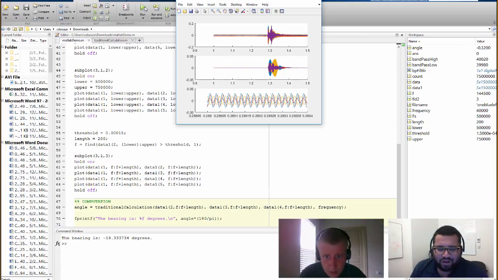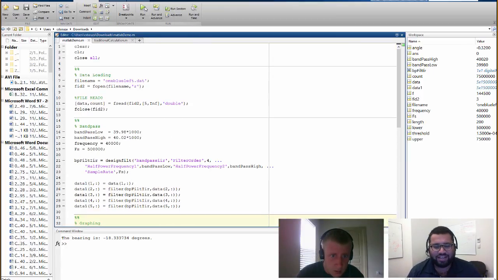Stephen, before we move on, I just want to go up to the data file that you've loaded in. I remember you telling me that you actually used the Data Acquisition Toolbox to sample this data. Do you want to talk a little bit about that?